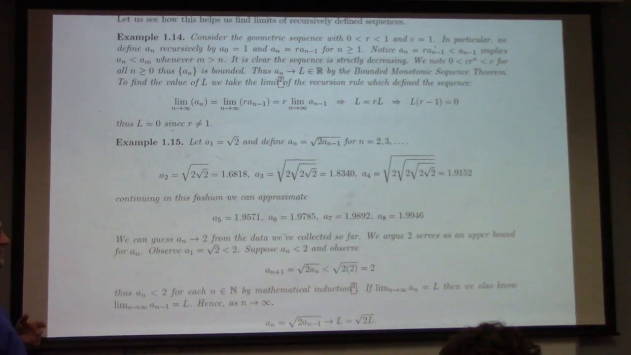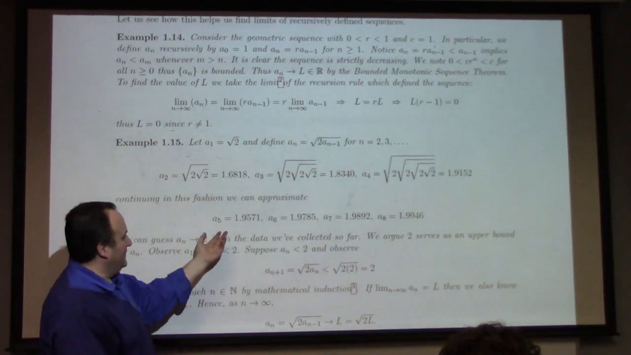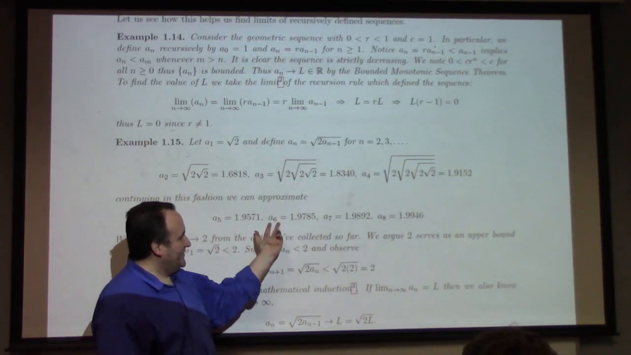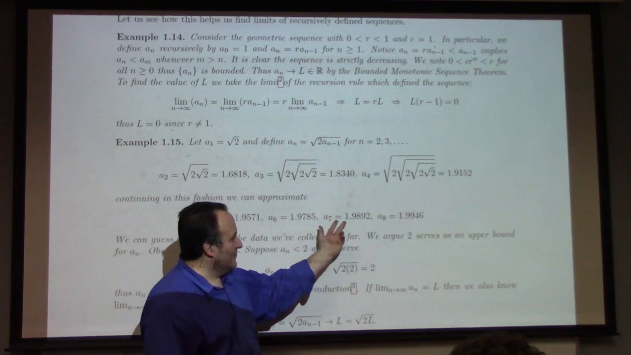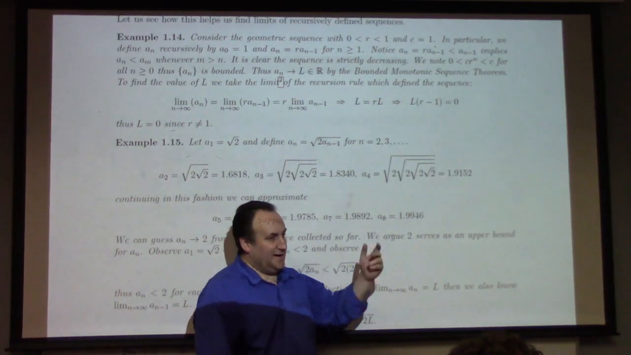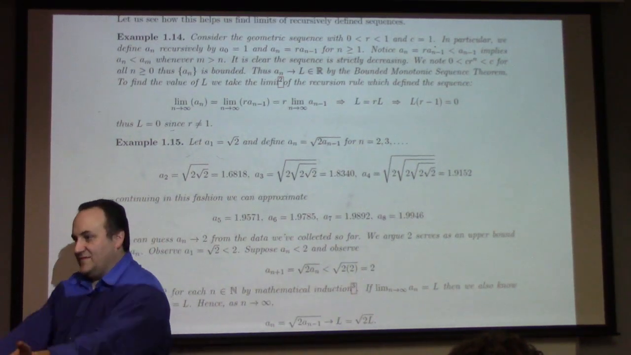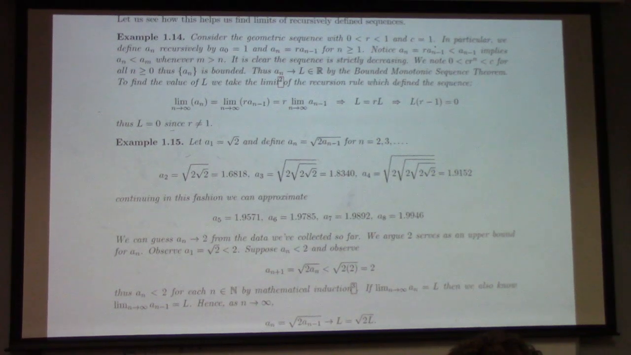And so maybe if you keep going, you'll find the fifth one is 1.95, the sixth one 1.97, the seventh one 1.98, the eighth one 1.99, right? So if this is the test question and you punch all these things in and you tell me, hey, the limit's 2, this is worth something, right? About 30% of the credit is what that's worth.